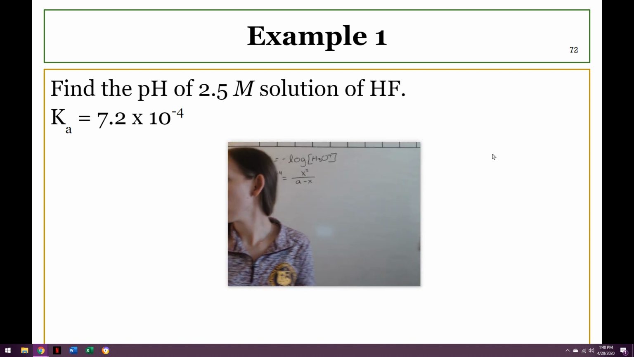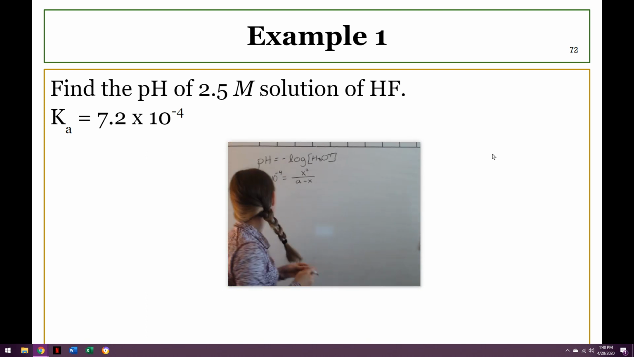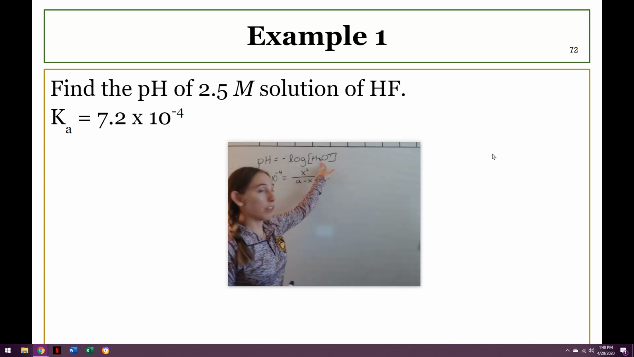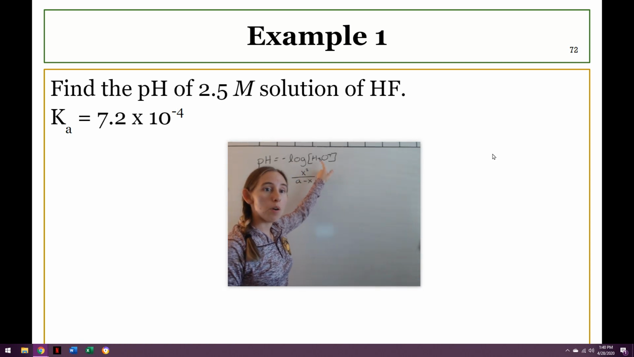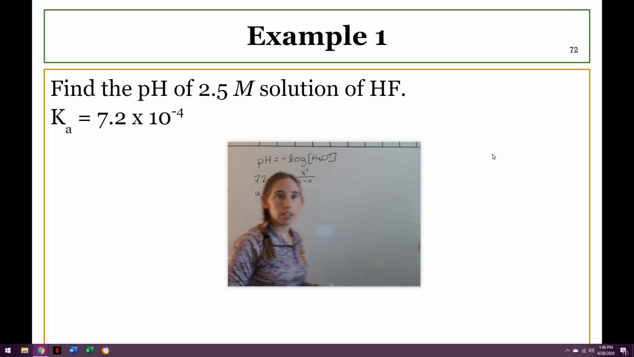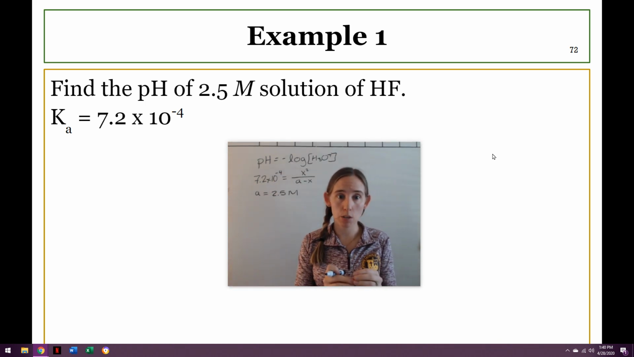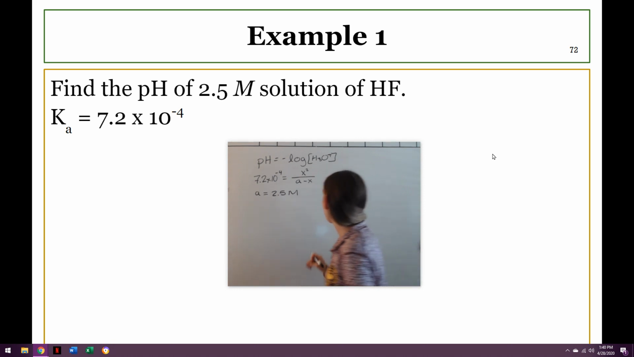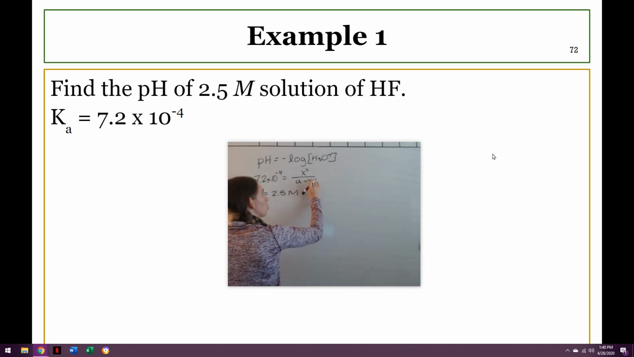All right. So if we can solve for x, then we can plug in x for H3O because x is equal to H3O. It told us that the 2.5 molarity is A, a 2.5 molarity solution of HF. So that A is equal to the concentration of your acid. Now, x is so small that we can ignore it.